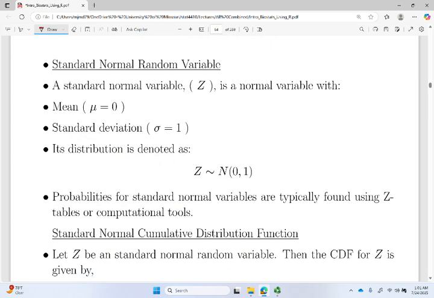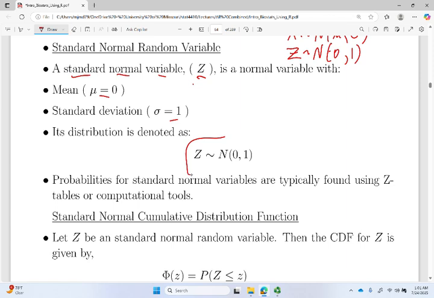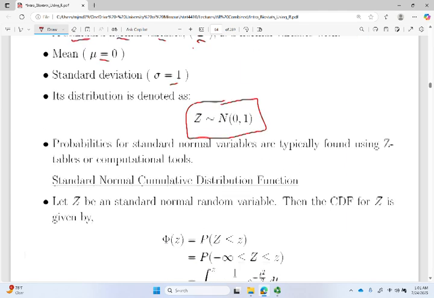The standard normal random variable. We call it Z. So if we let X be a normal random variable with some mean and some variance, then Z is a normal random variable where the mean is 0 and the variance is 1. This is how we write it: Z is distributed with a standard normal distribution.